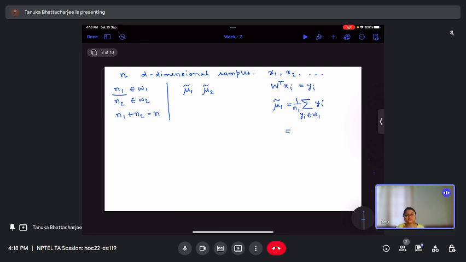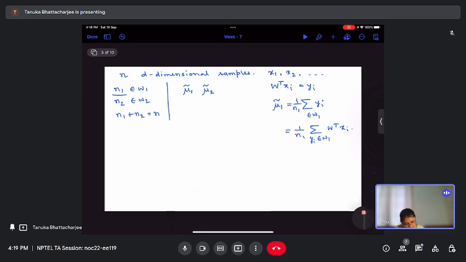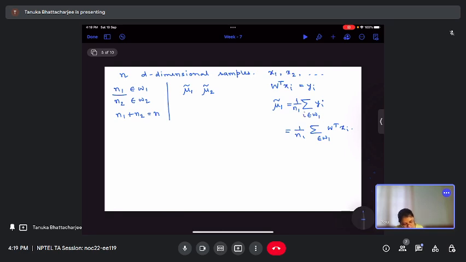Now Yi is basically W transpose Xi. So if you put that, it becomes this. Now this W is independent of the Yi's, or independent of i, or to put it better, let's say we denote this as i.